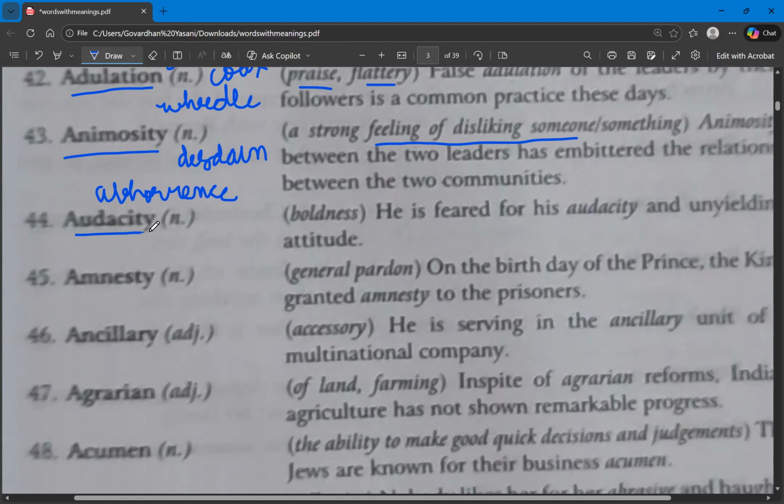And the next one we have is audacity. Audacity means boldness. And also what are the other words? Bravery, chivalry. These are all synonyms for the word audacity.